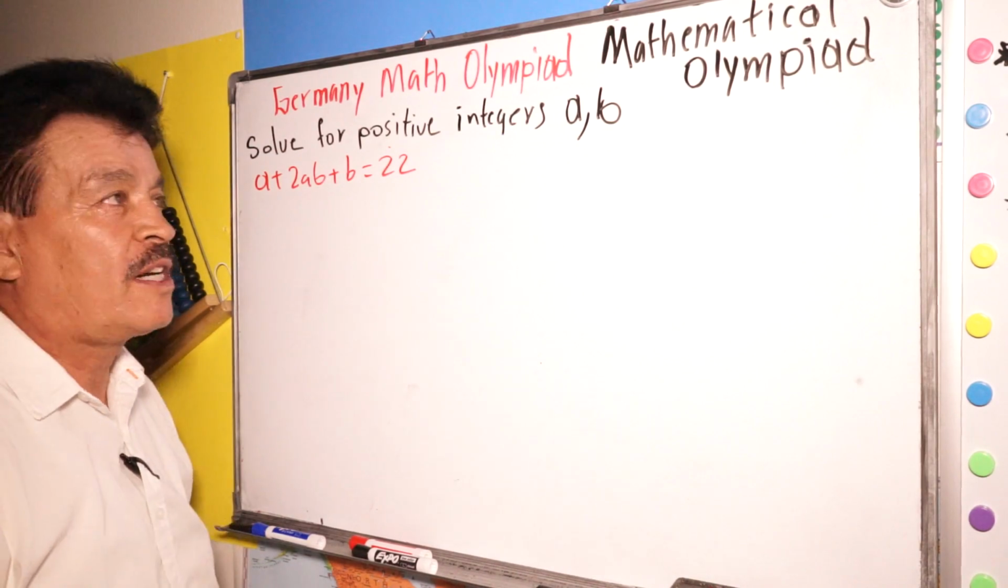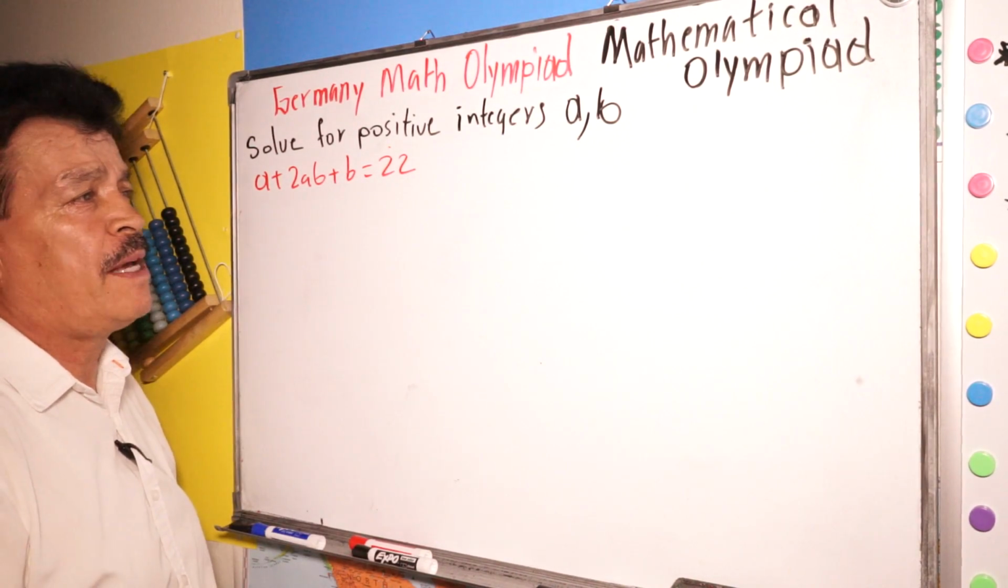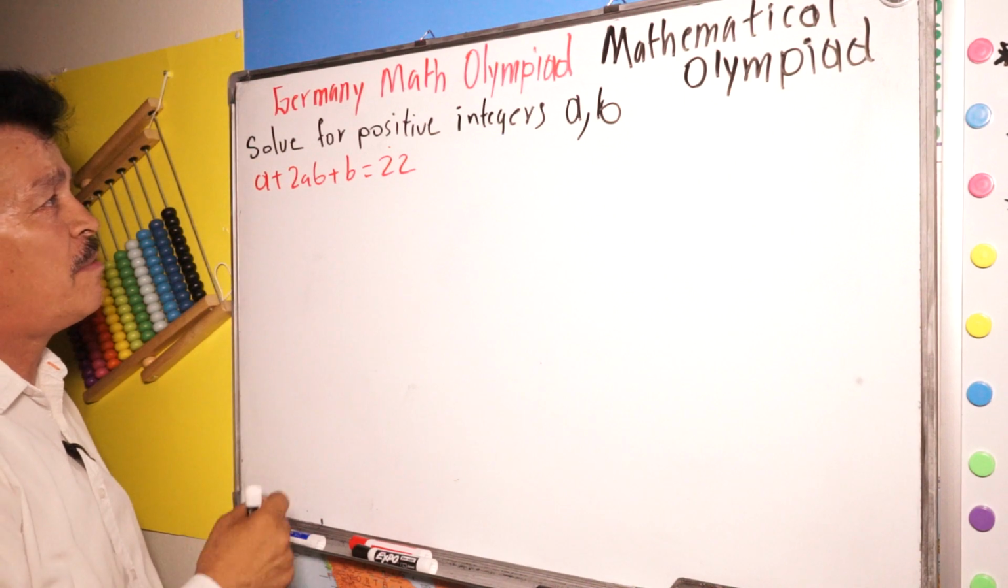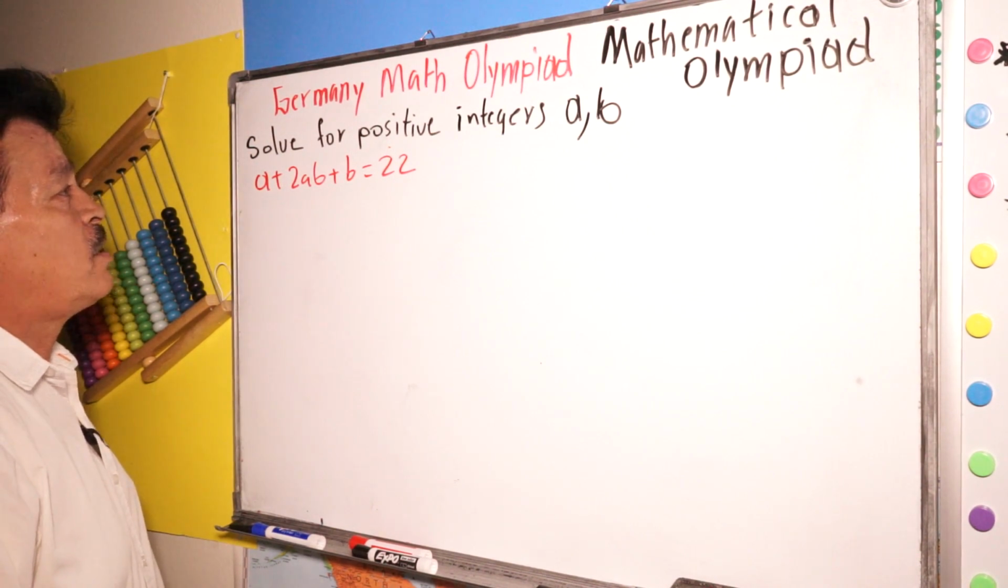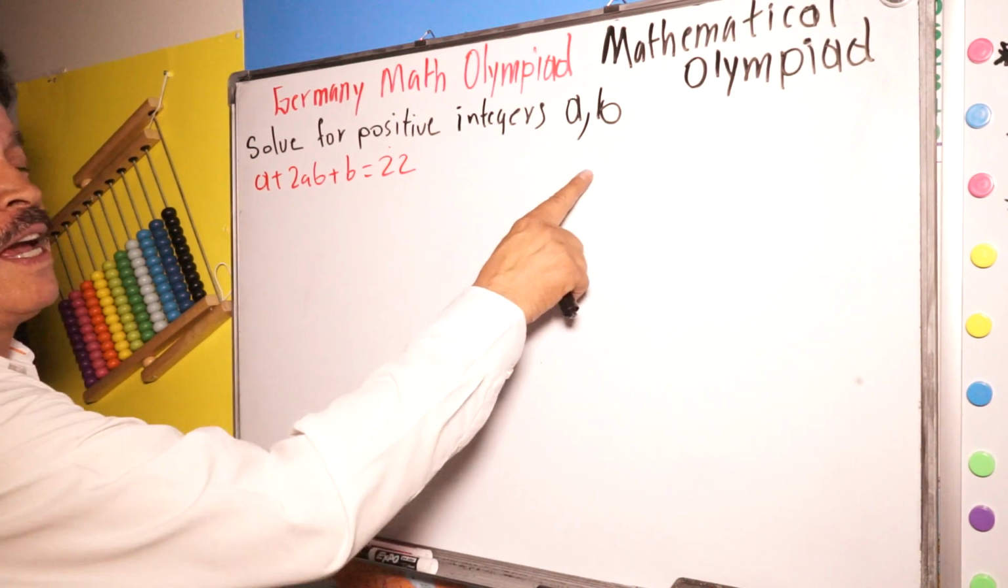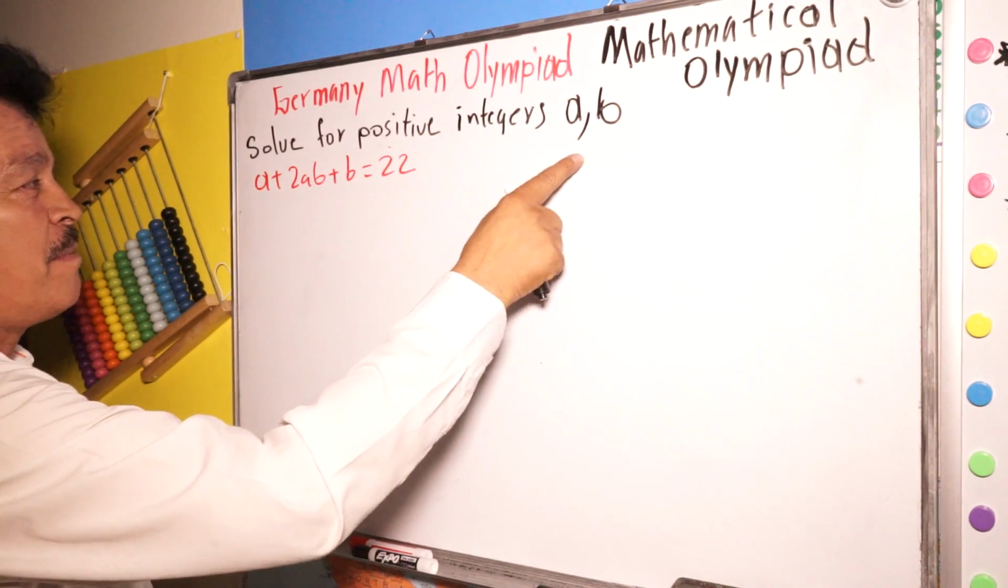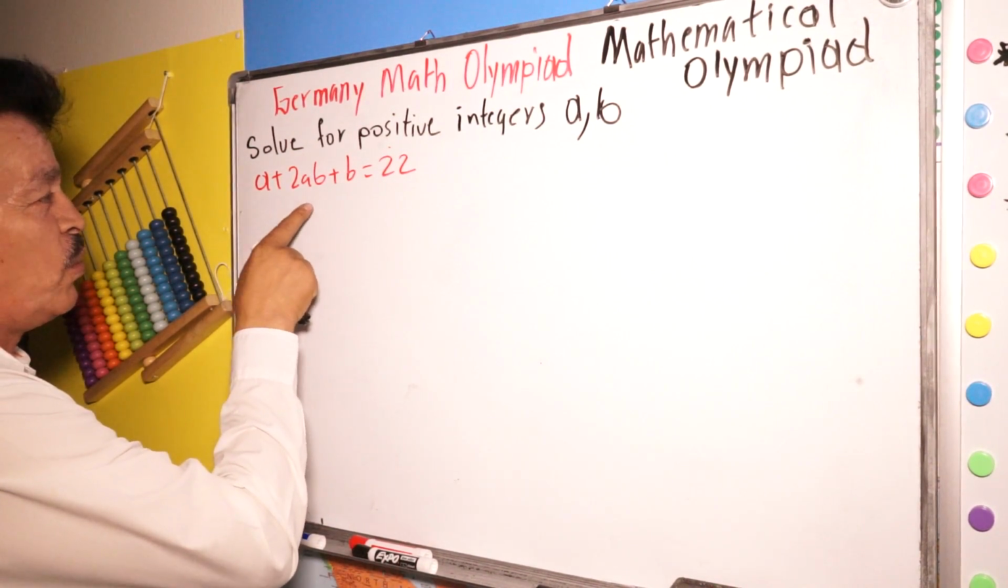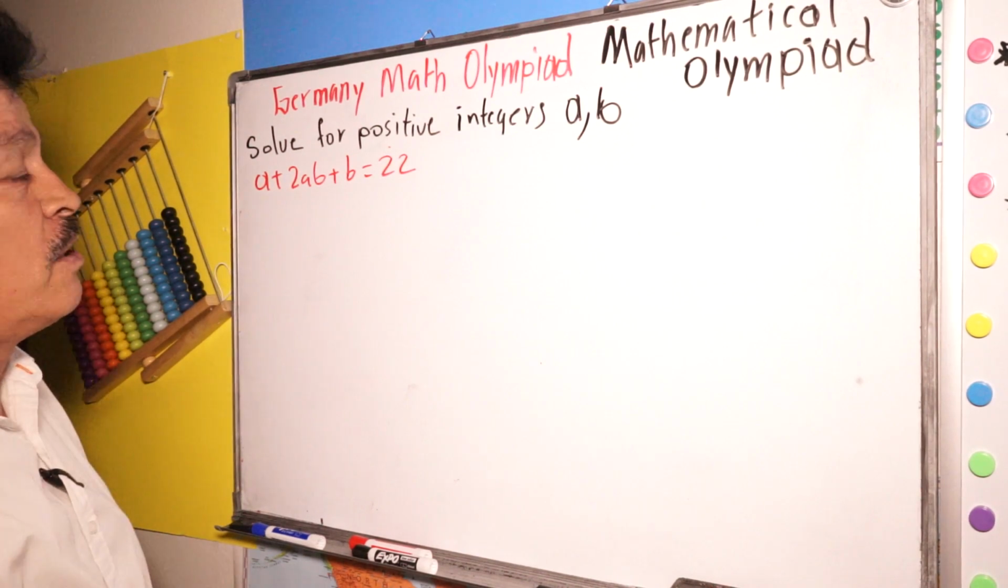Math Olympiad. Our class is Mathematics Olympiad. The problem is from Germany, Math Olympiad. It says solve for positive integers a and b. Look at this, a and b, and this is our problem: a plus 2ab plus b equals 22.